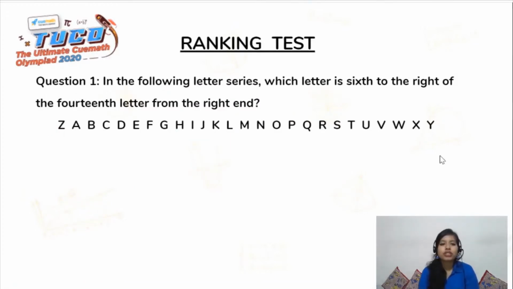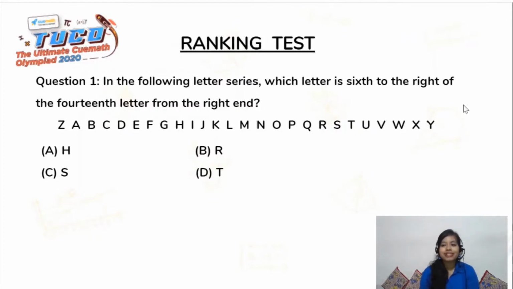So the next question that we have is basically from the next objective, and that's nothing but ranking test. So here in ranking test, as I mentioned earlier, we are majorly going to focus on different arrangements, patterns, and so on. So let's quickly look into the question here. In the following letter series, which letter is 6th to the right of the 14th letter from the right end?